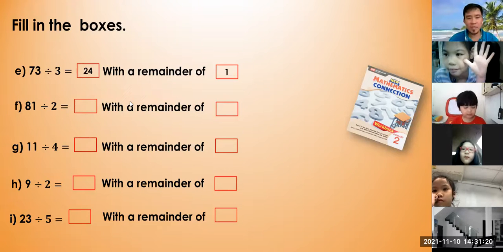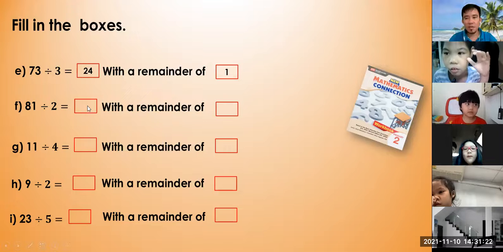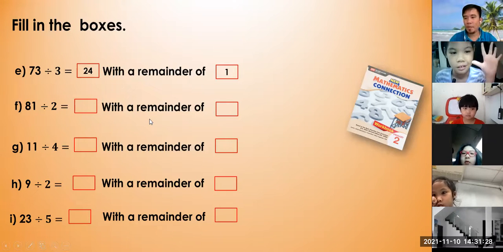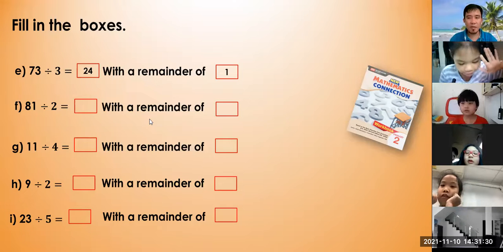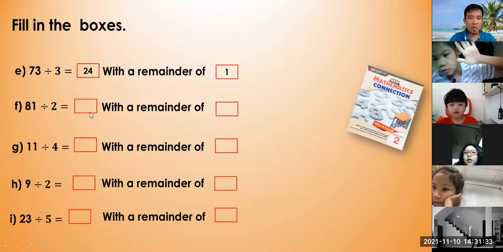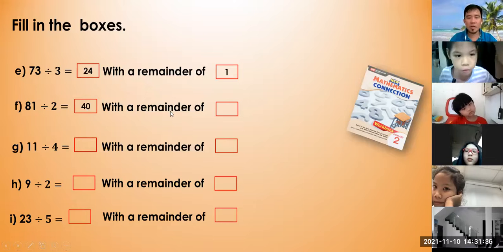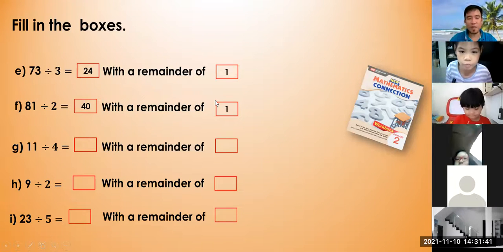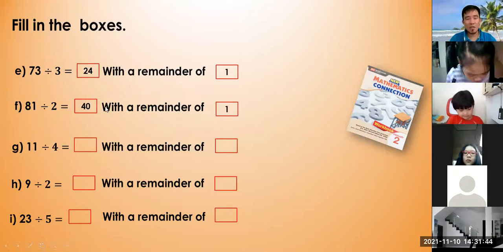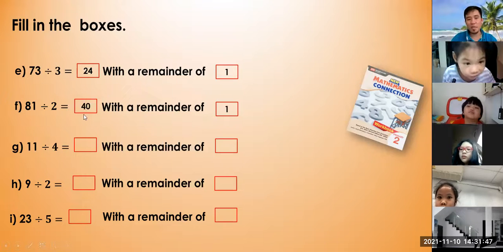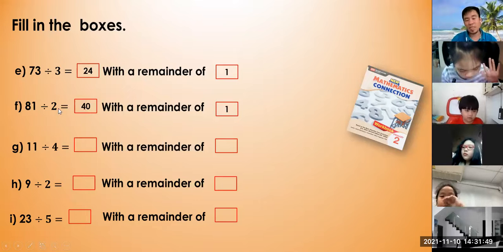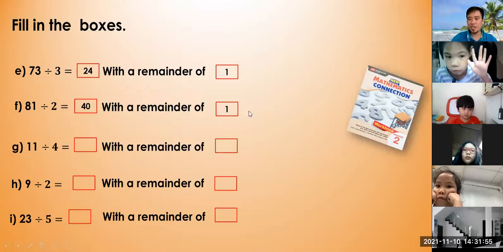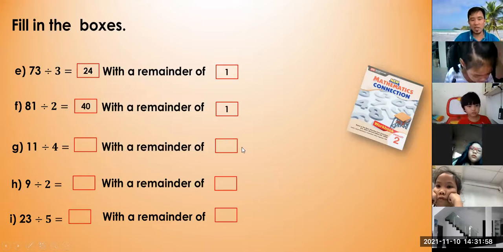Sorry, again, please. 4. 40 with a remainder of 1. Thank you, Jada. Very good. So the answer here is 40 with a remainder of 1, because 40 times 2 is 80, and 80 plus 1 is 81.